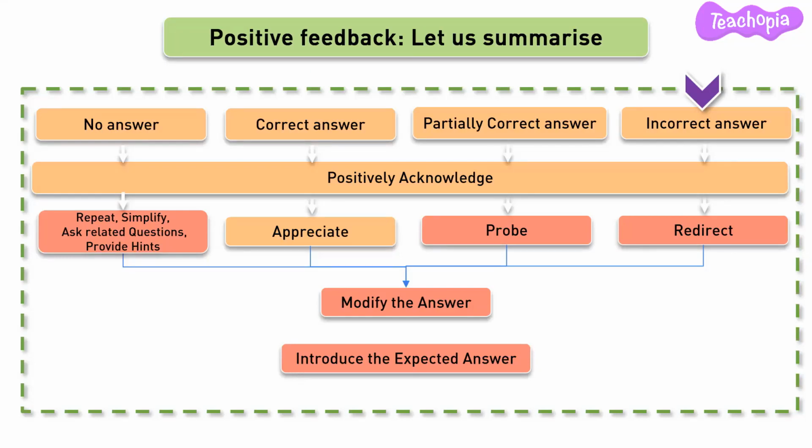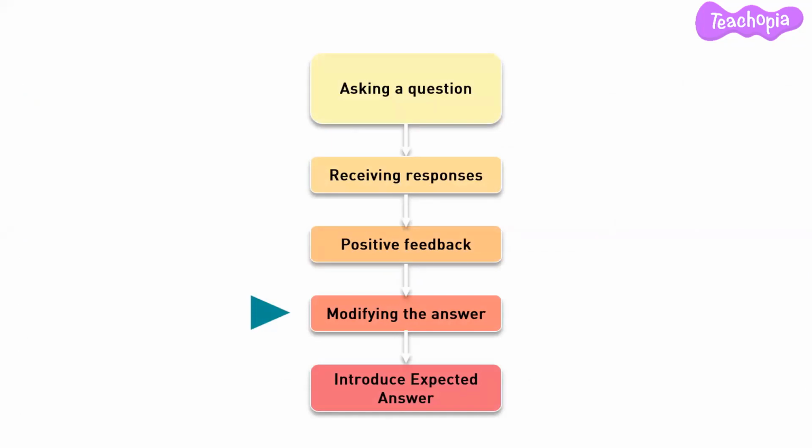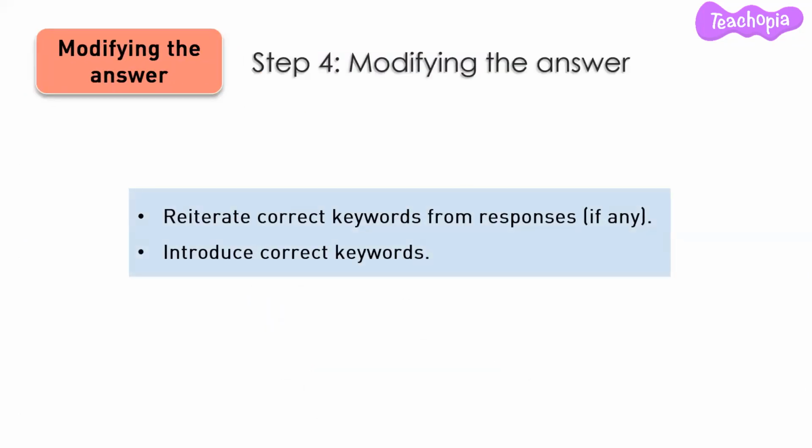After we positively acknowledge, there are different types of strategies that we can use, which is appreciating, repeating, simplifying, or probing and redirecting. Now, once you have received the responses, acknowledged their responses, and used the different strategies to help learners understand the question you're asking and arrive at the expected answer, what do you do? There's a step called modifying the answer.